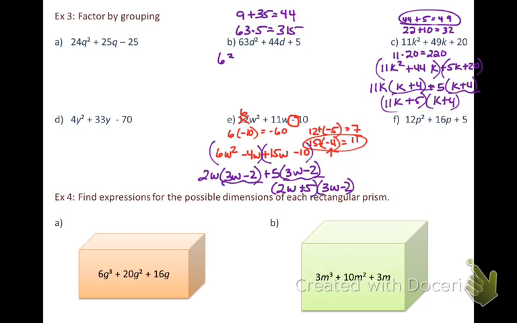So I'm going to break it up. I'm going to have 63d squared plus 35d plus 9d plus 5. So we're going to break it up. What number can go into 63 and 35?